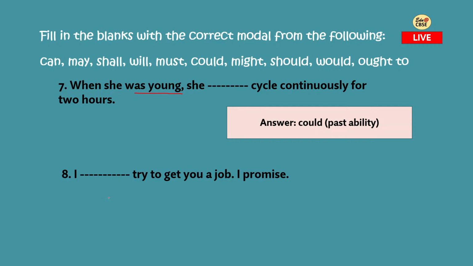Okay, eighth sentence. Yes, I am getting answers and all of you are writing will. So I think will is the correct answer. Yes, it is will because in this sentence it's a promise. So will depicts promise also. I will try to get you a job.